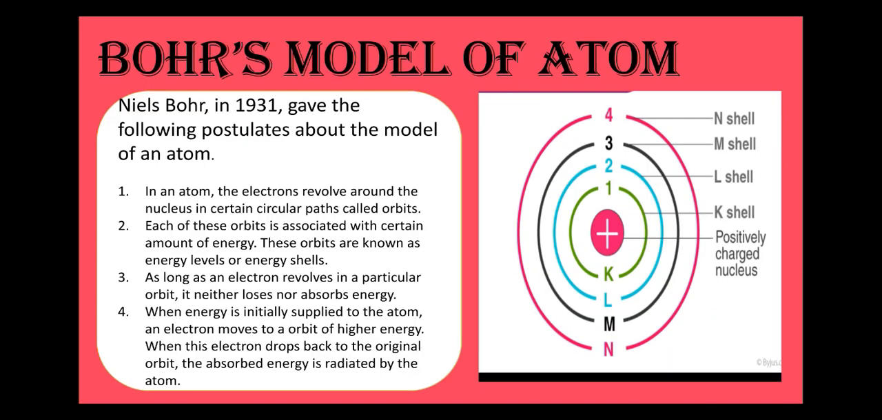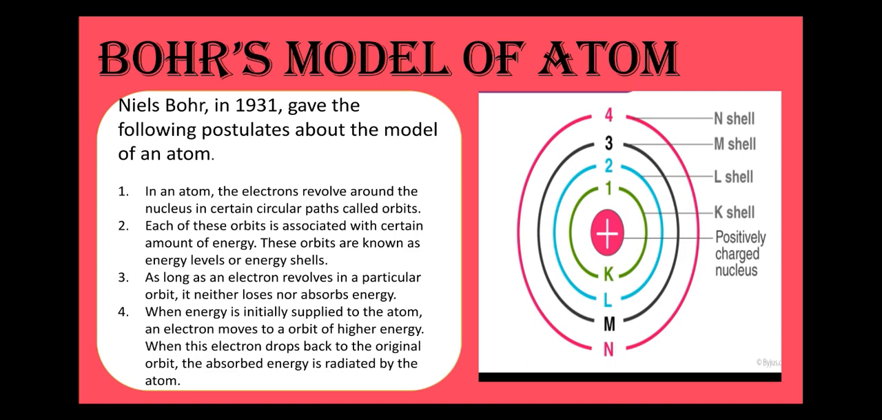Now, in order to overcome this drawback of the Rutherford atomic model, Niels Bohr gave the postulates of his model. Prior to the discovery of the neutron, to remove the difficulty encountered in the Rutherford model of the atom, Niels Bohr in 1913 gave the following postulates about the model of an atom.